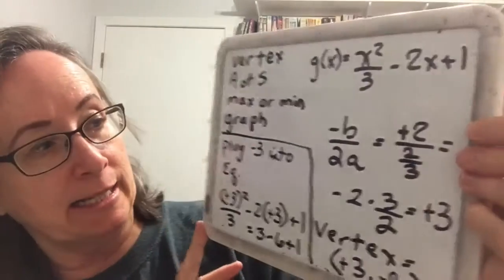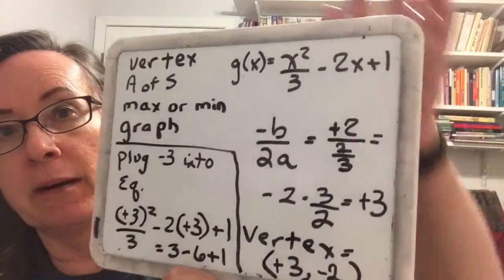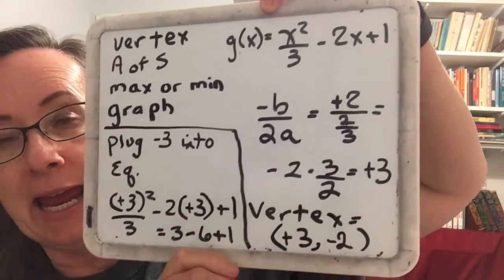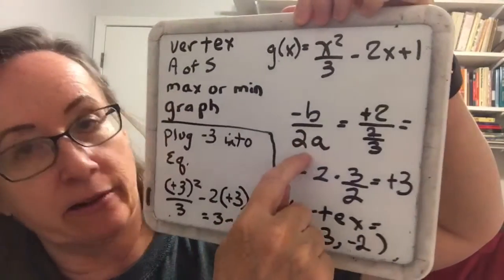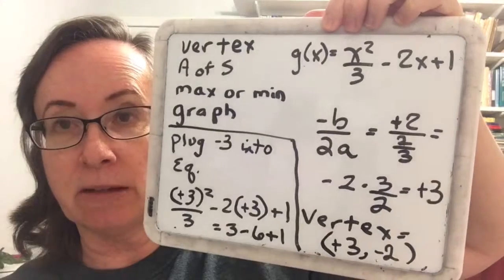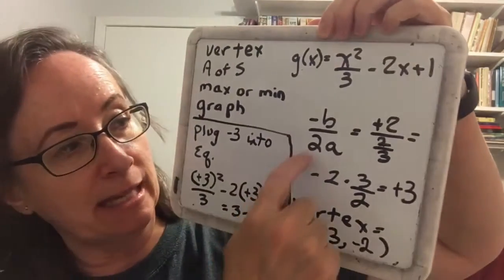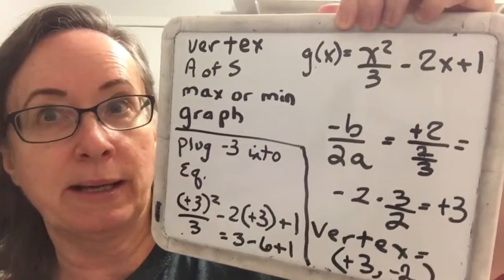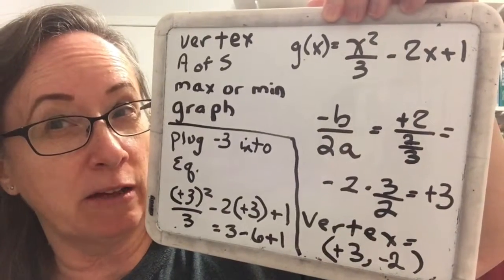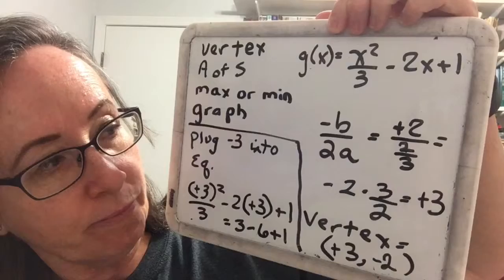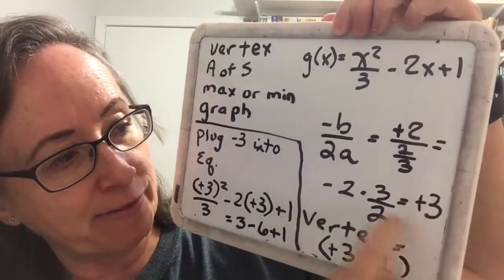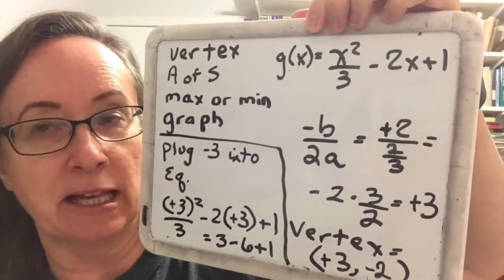Okay, so the first thing I did was I took my equation right here, and I found my negative b over twice a here, which is the x value of your vertex. Remember, this negative b over twice a will always give you the x value of the vertex, which is also your axis of symmetry.